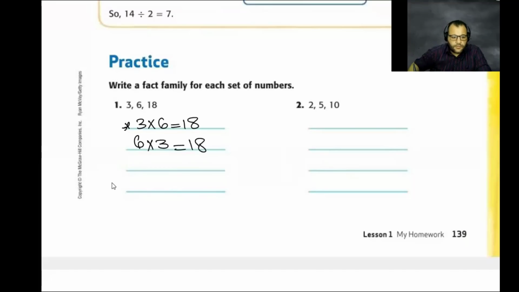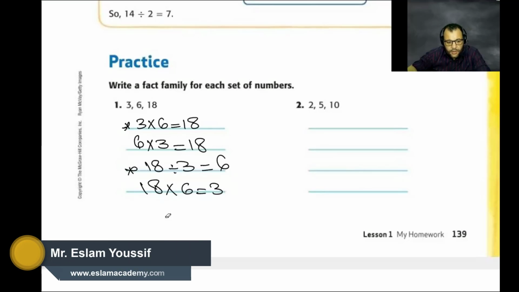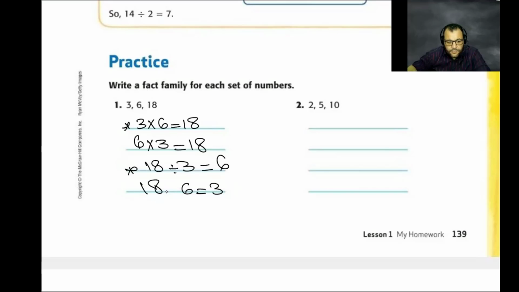And 18 times 3 divided by? I'm just writing what you are saying, even if it's right or wrong. No, I was confused. Okay, so I will erase this one. It's 18 divided by 3 equals 6. Okay. And 18 times 6 equals 3. Is this right? Check. 18 times 6 equals 3? Oh, no. Divided by. Okay.